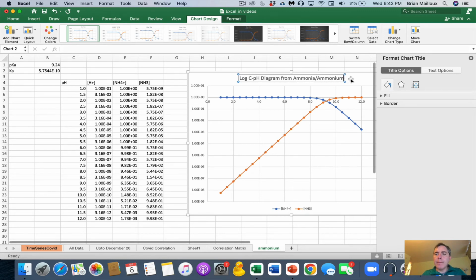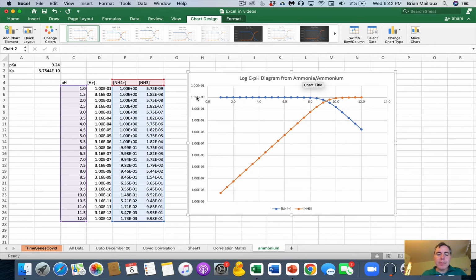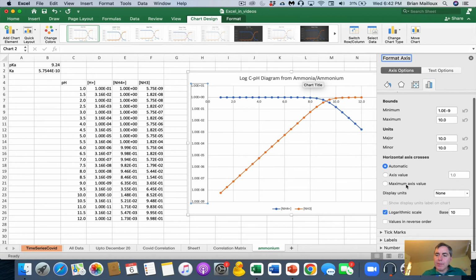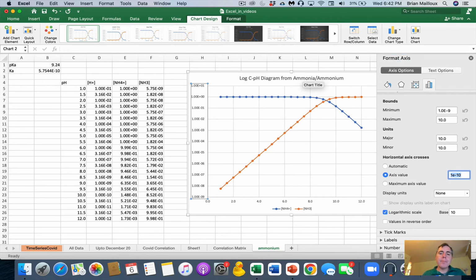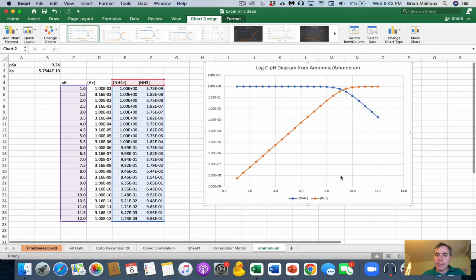Okay, put that. And then I don't like having the x-axis, so if I click here, you want horizontal axis crosses at max. You really want it at minimum, so I'm gonna put something really small, like 1e to the minus 10. There we go. I'm gonna move my legend. The only thing I don't like, I'm gonna close this for a second.